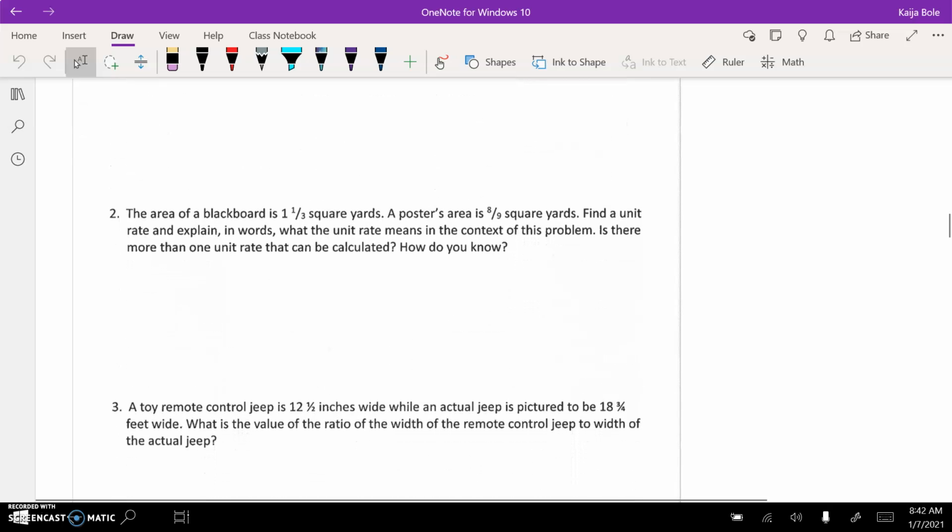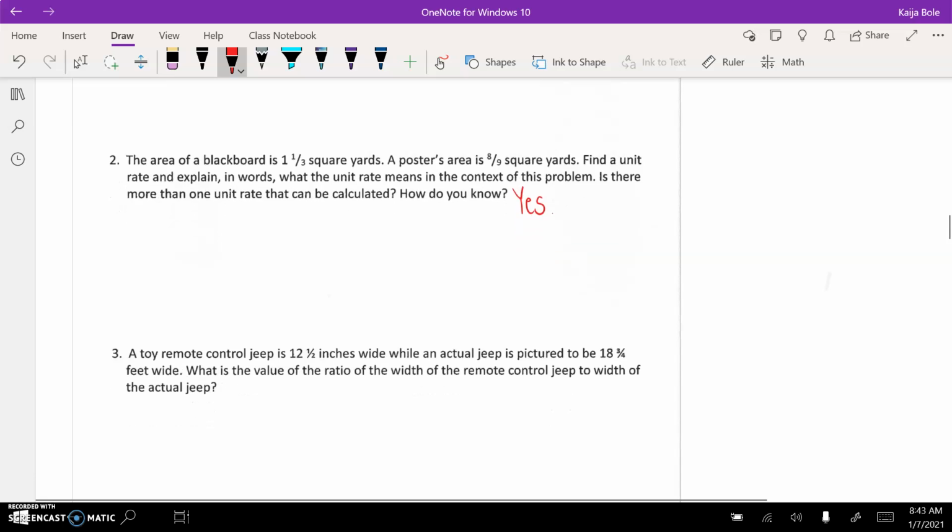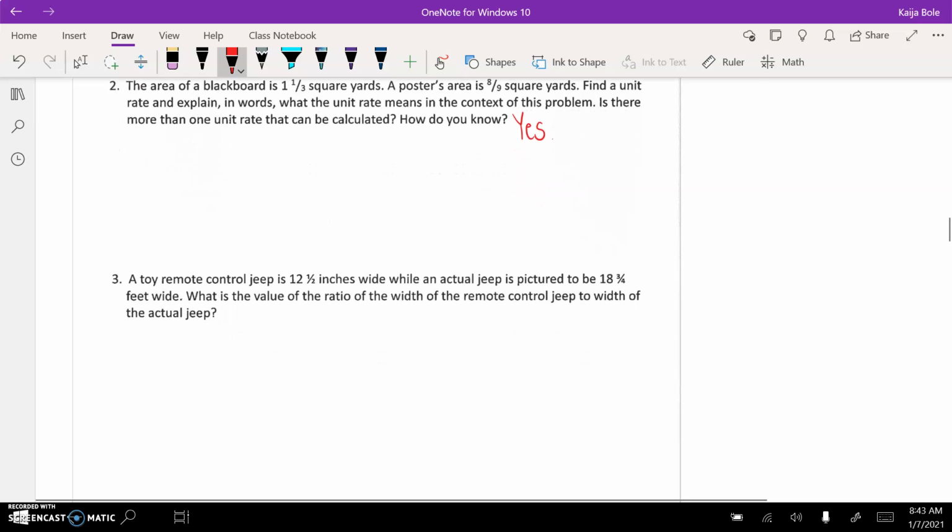Number 2, they're talking about the area of a blackboard and an area of a poster. And at the bottom it says, is there more than one unit rate that can be calculated? How do you know? And I will tell you, yes. Okay, you can do it either way for number 2. Where the blackboard is X or the blackboard's Y, it doesn't really matter. You'll get the same type of answer.